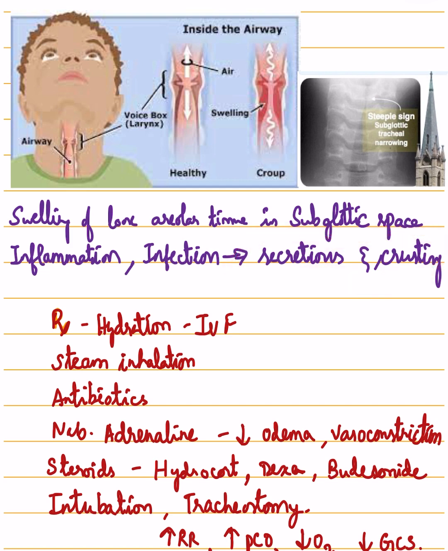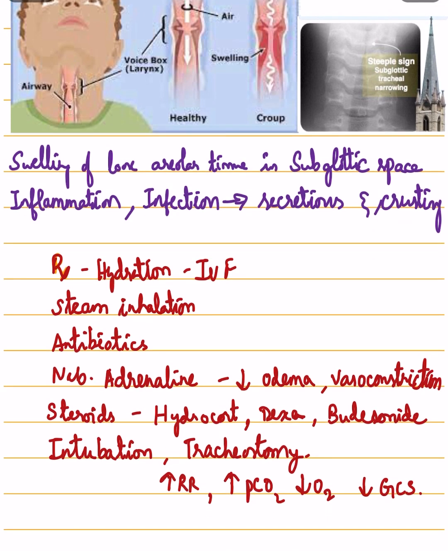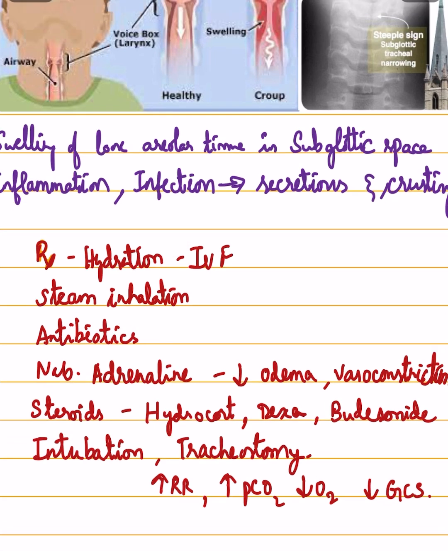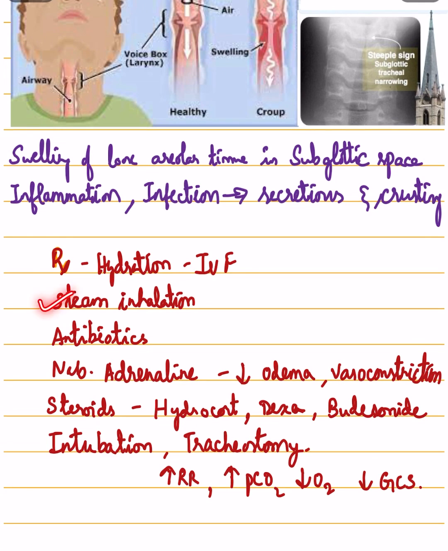So going on to the treatment part, because of the infection, the child will have poor intake and will be dehydrated. So hydration should be ensured. Either oral or IV fluid should be given. Steam inhalation is given to break the secretions and crusting to improve the airway. Antibiotics need not necessarily be given, but if we suspect a secondary bacterial infection, they should be started.